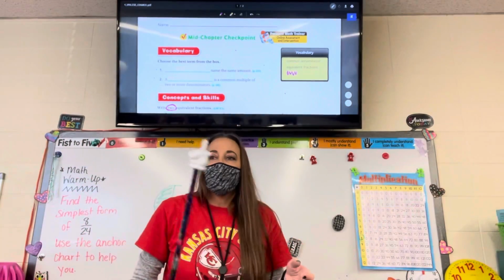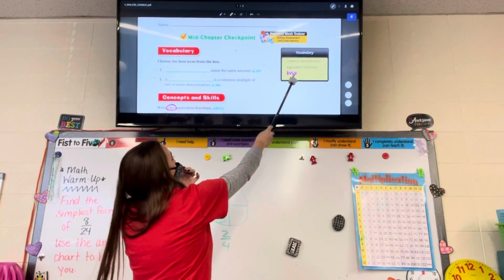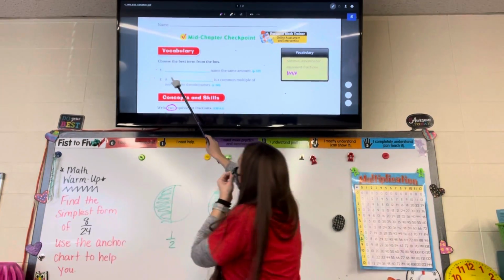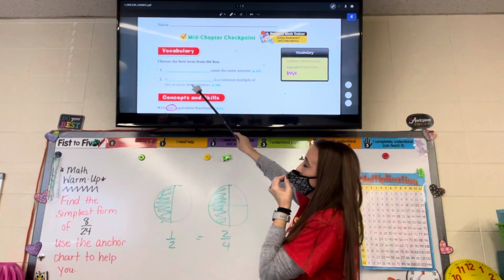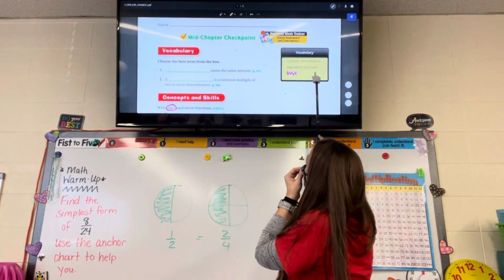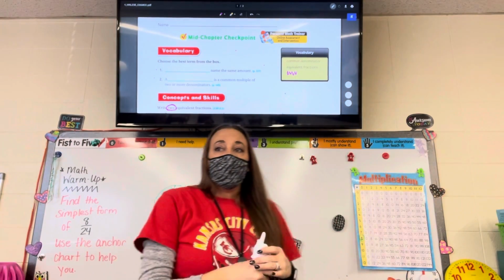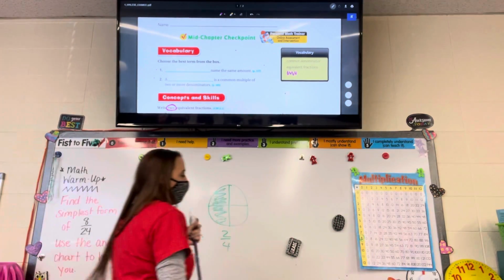Okay, we're doing the mid-chapter checkpoint for chapter 6 today. First of all, cross out the word factor and then fill in these two blanks with either common denominator or equivalent fractions. Use your vocabulary and your notebook to help you.